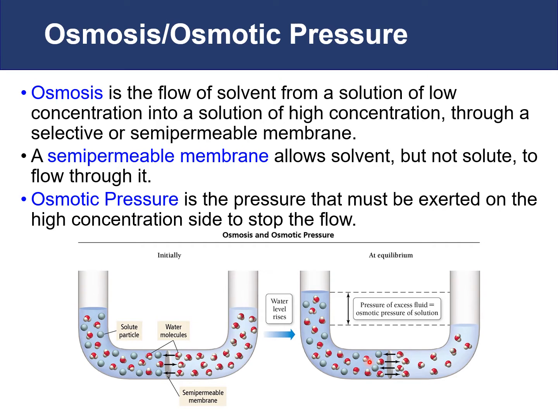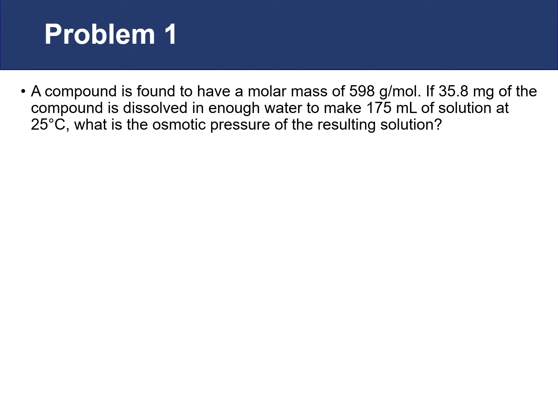Molecules will still flow back and forth between the different sides of the semi-permeable membrane, but the net flow will be zero. That means that for every one molecule that flows left, one molecule will flow to the right. That is if you are exerting the osmotic pressure value of pressure onto the side that has the higher concentration. Let's now work through a problem in which we determine that osmotic pressure.